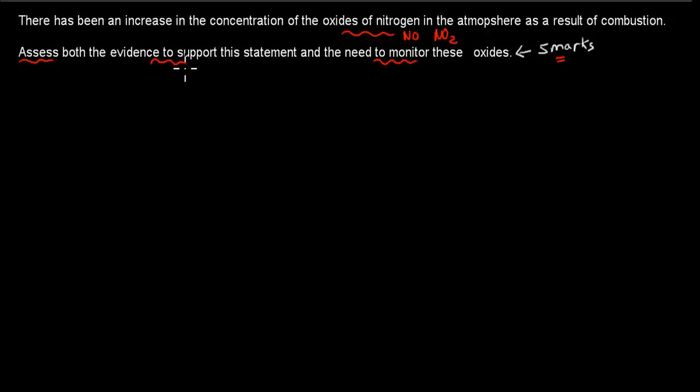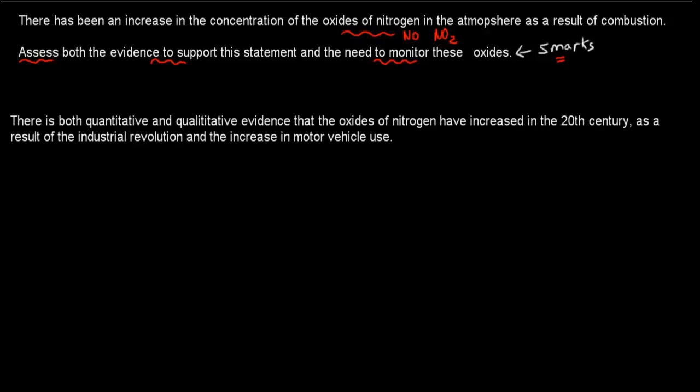The first part is, we'll just talk about what evidence there is. There's been an increase. We'll do that now. So what I wrote first is, there's both quantitative and qualitative evidence that the oxides of nitrogen have increased in the 20th century as a result of the Industrial Revolution and the increase in motor vehicle use. Now, quantitative means numbers, and qualitative is descriptive, something that is not to do with numbers itself. So quantitative is measurements, qualitative is descriptive.